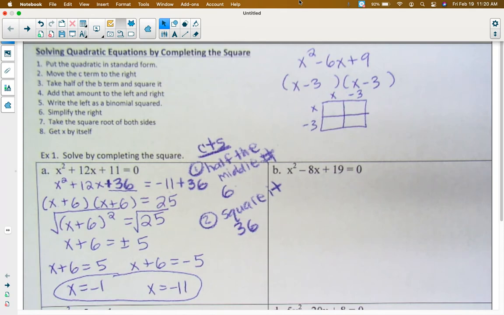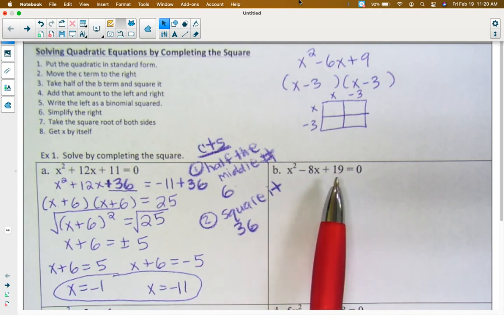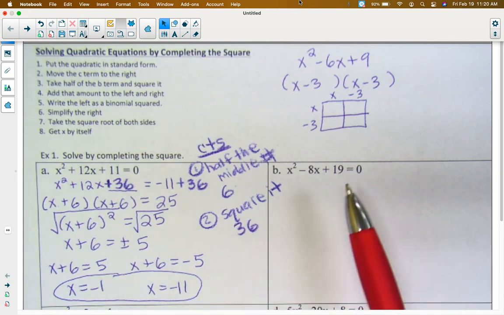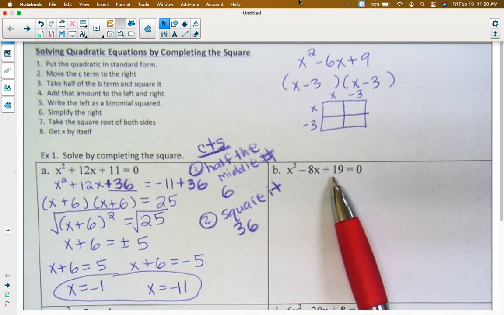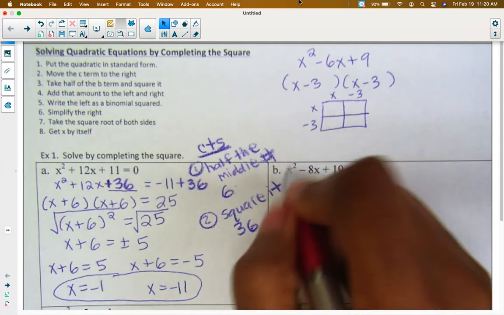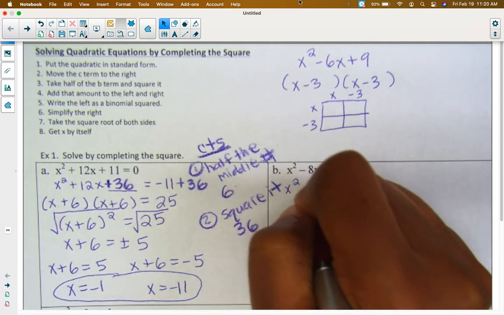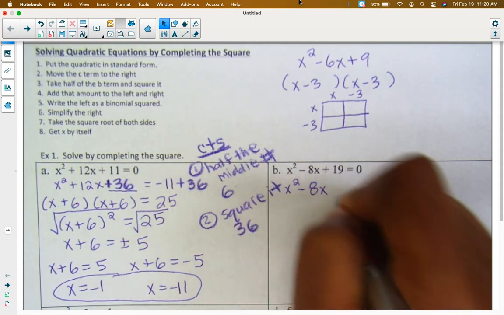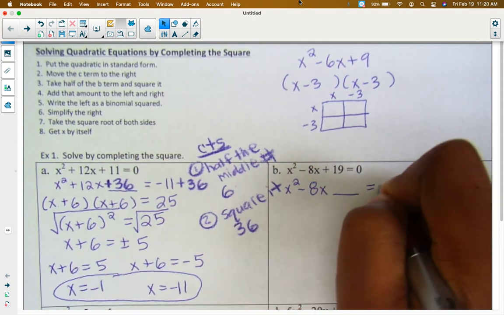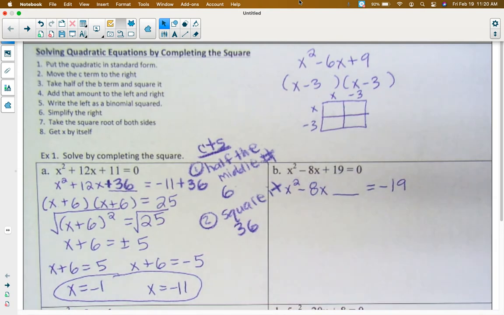It says put the quadratic in standard form. So x squared, x, and then your number. So check. Step 2 up here, move the c term to the right. Your c is your constant. So you can think of that c for constant. This plus 19 is in the way. We need to move it to the other side. So that's going to give me x squared minus 8x, leave a little space, equals negative 19.